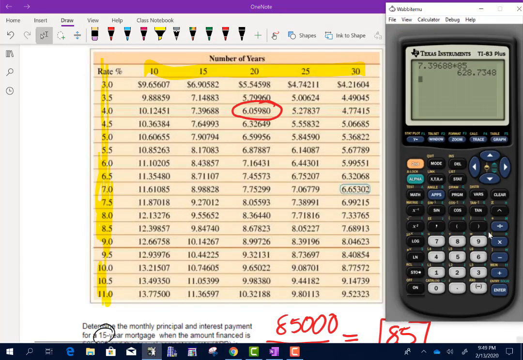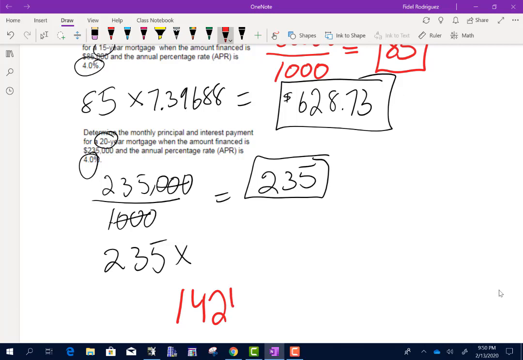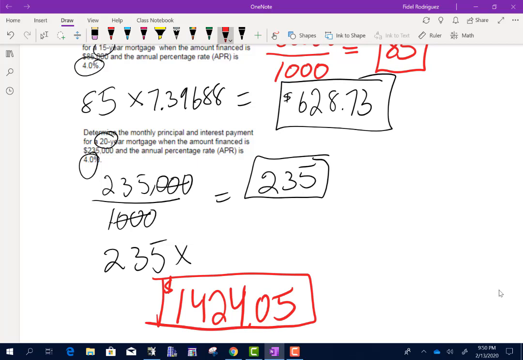So let me grab my calculator again. Write out 6.05980 times, what was our number? 235. Oops. That's one and delete it. There we go. And I'm coming up with $1,424.05, right? Okay. There's my monthly mortgage payment.